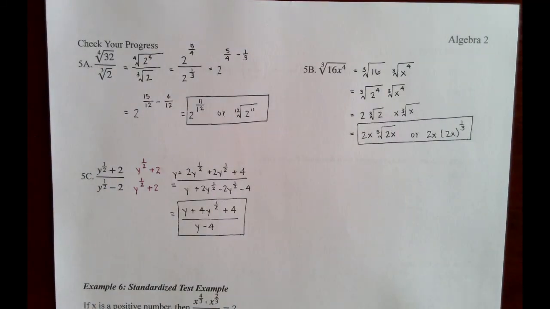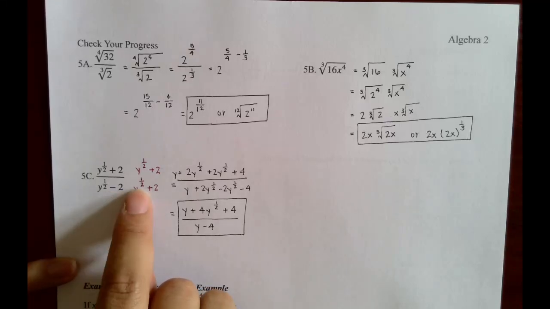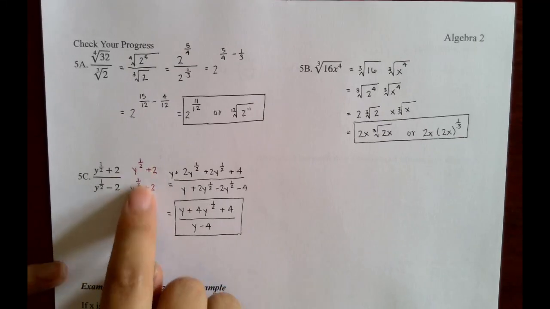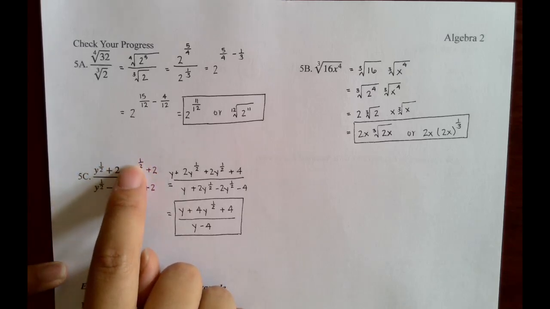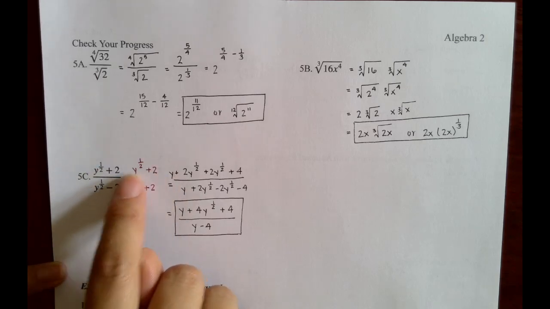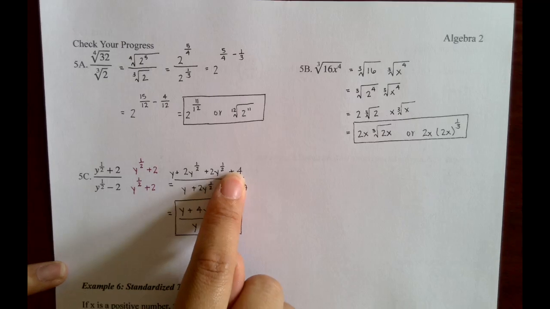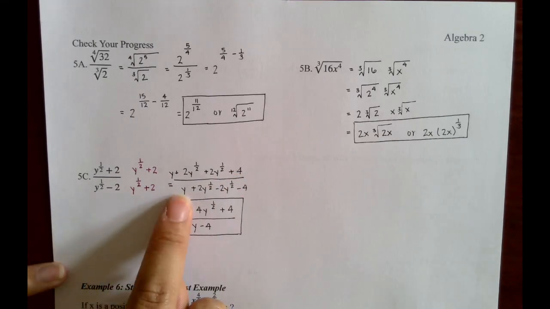For 5c, we're multiplying by its conjugate to get rid of the radical here. So that would be y to the 1/2 plus 2, top and bottom. Okay. Then I distribute, so y 1/2 times y 1/2 is y. Then this is 2y 1/2, this is 2y 1/2, 2 times 2 is 4. Okay. Same thing with the bottom. Y 1/2 times y 1/2 is y to the 1st.